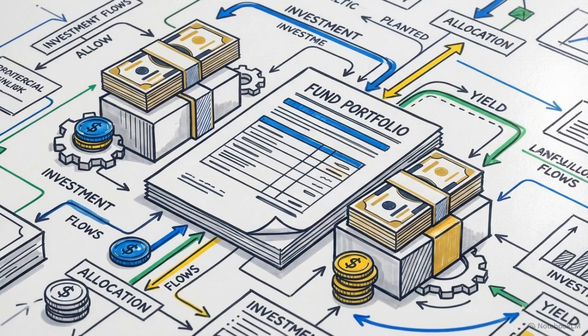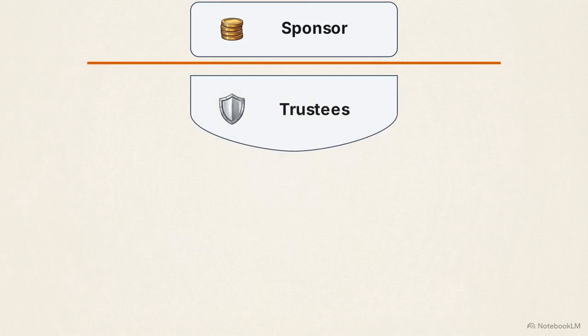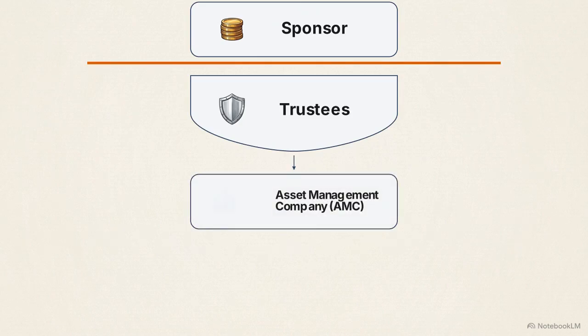Once the capital clears the distributor, it enters the fund. In India, a mutual fund is legally established as a trust under the Indian Trusts Act. This chart maps how that trust is structured. At the top is the sponsor, the promoter who provides the initial capital to establish the fund. Directly below the sponsor are the trustees. They act as a firewall, holding the primary fiduciary responsibility to protect the unit holders.